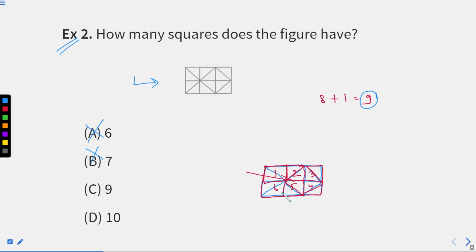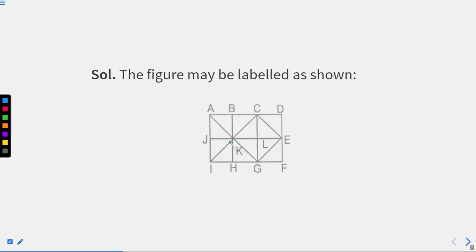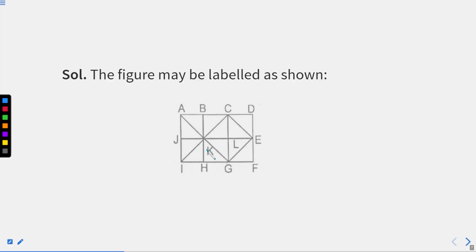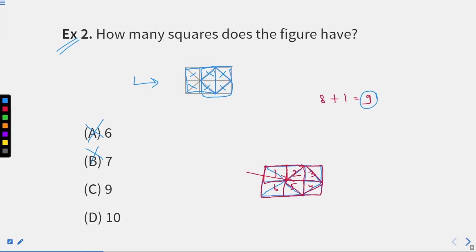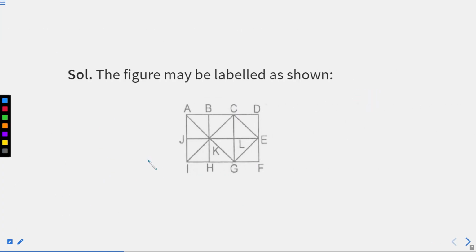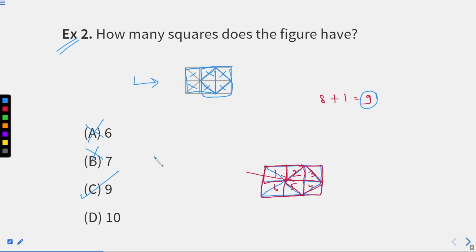But you can see we are not able to see any other square here, because we have formed this one also. We have taken all these small squares as well. We have taken this one also, and this one also. So I think we didn't leave out any of them. So I think option C will be the answer, that is 9, that we have already marked, right? Now this was the first approach that we always follow.